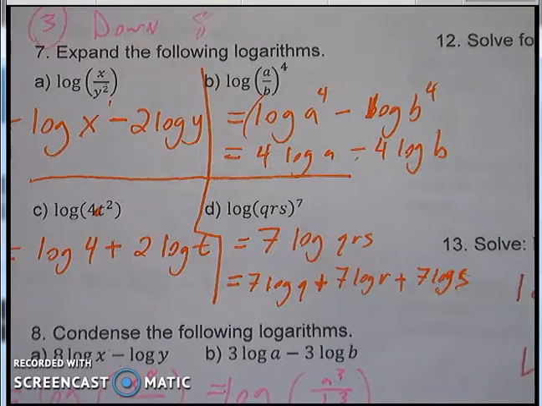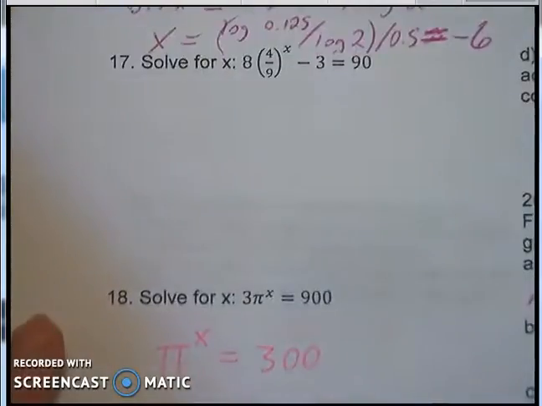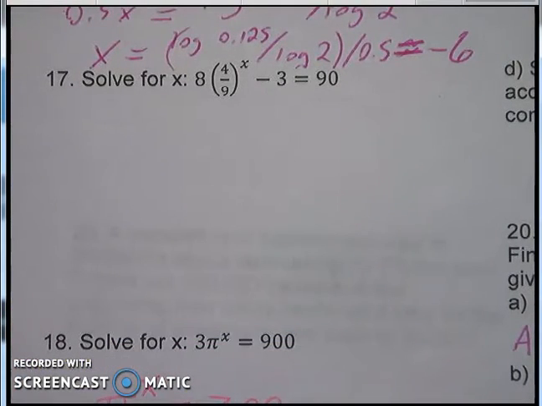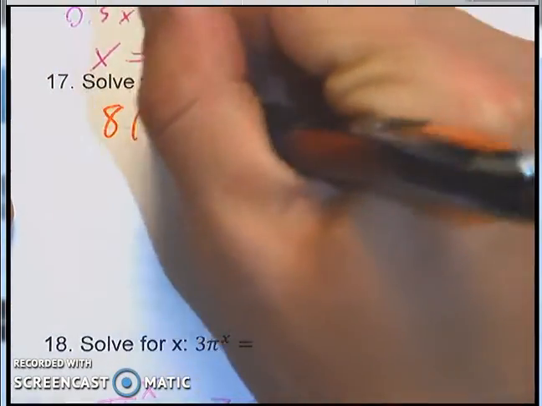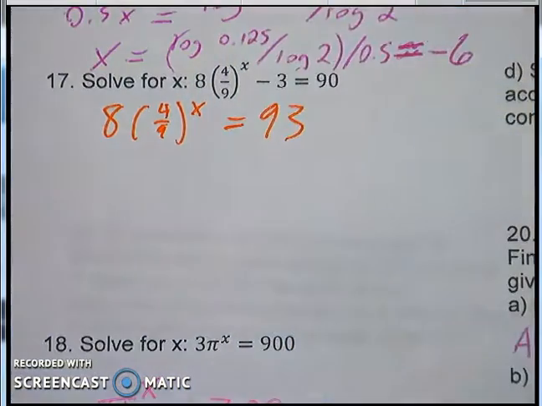Let's talk about number 17 next, which is a solving problem. And remember, when you're solving these exponential problems, the best thing to do before you take a logarithm of anything is take care of the pluses and minuses and take care of the coefficients. So the first thing I'm going to do is add 3 to both sides. Make it 8 times 4/9 to the x equals 93.